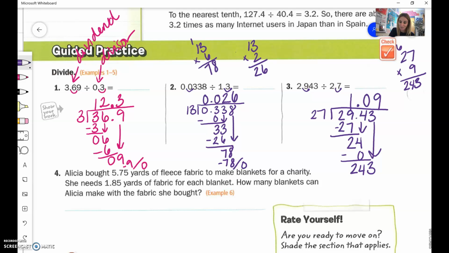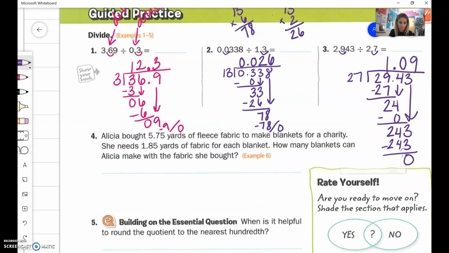So 9 times 27 is 243. I subtract, and I'm left with nothing. So I don't have to annex any zeros in the quotient, or I'm left with a 0 in the quotient. I'm not needing to add any more zeros in my dividend because I have nothing left down here.